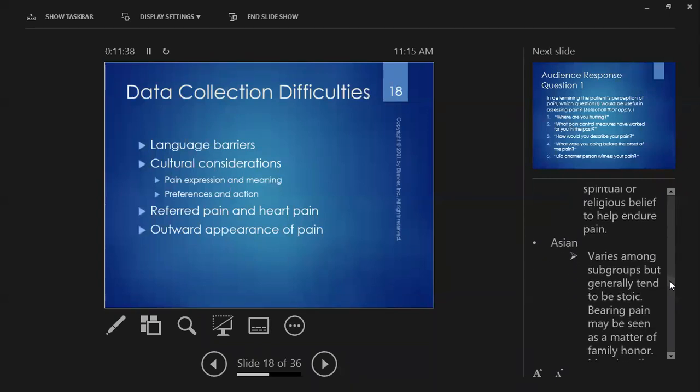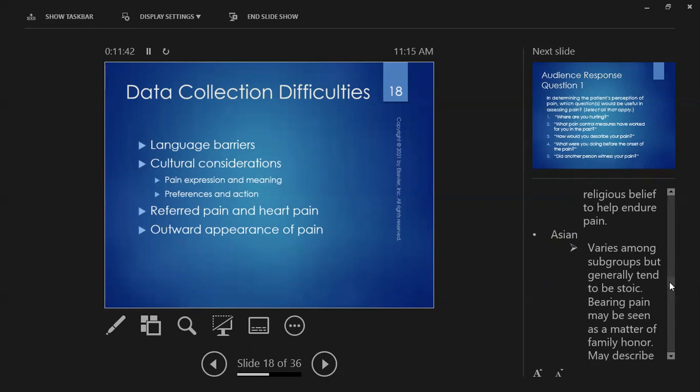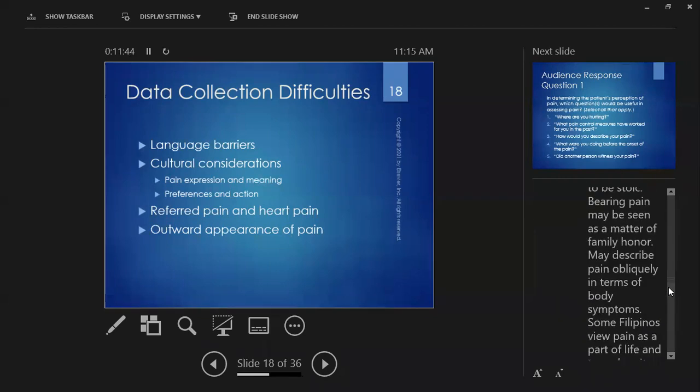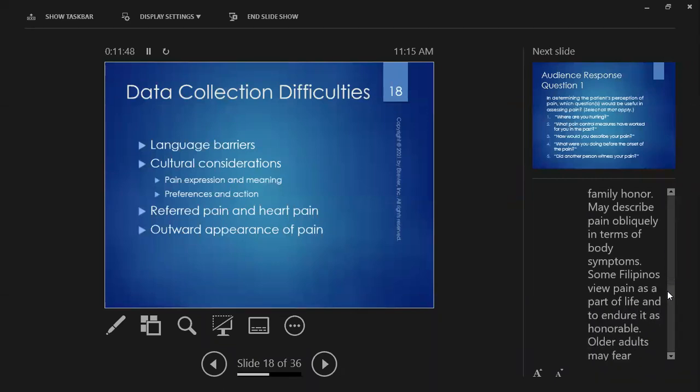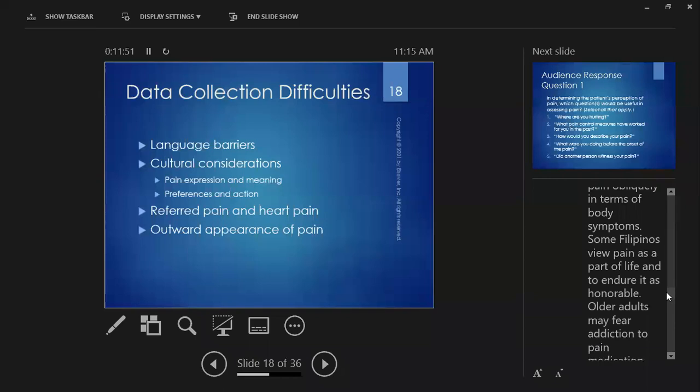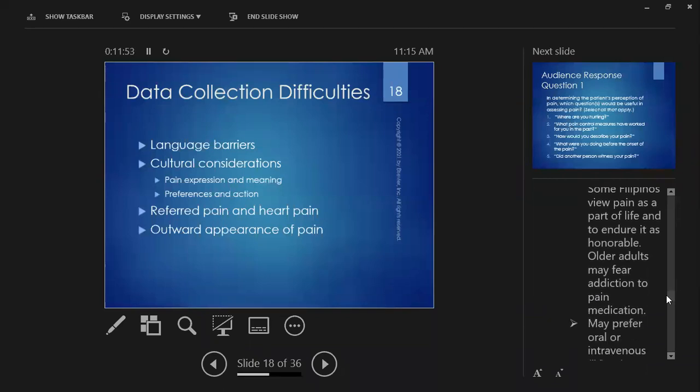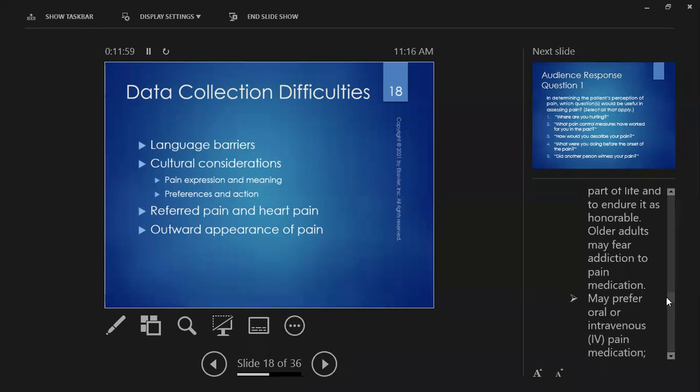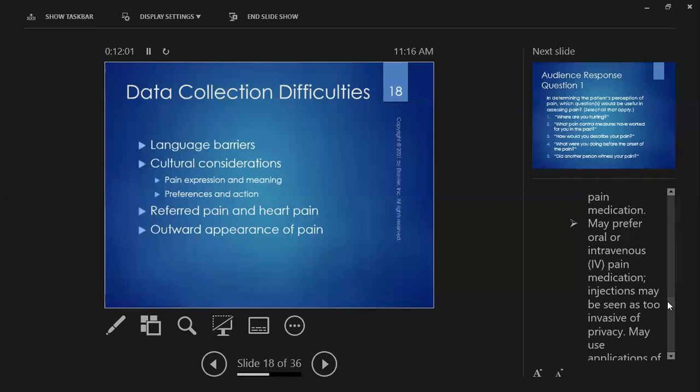And then Asian populations. It varies among the subgroups, but generally they don't talk much about pain. They bear with the pain as a matter of family honor. They may describe pain very obliquely in terms of what symptoms their body's experiencing. And then Filipinos may view pain as a part of life to endure, and it is very honorable to get through the pain. Older adults may fear addiction to pain medication. Asian populations may also prefer oral or IV pain medication.